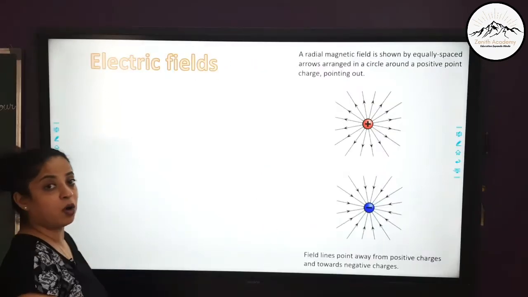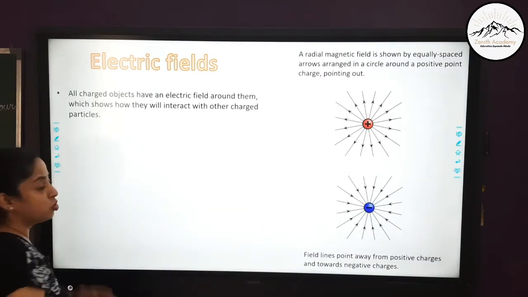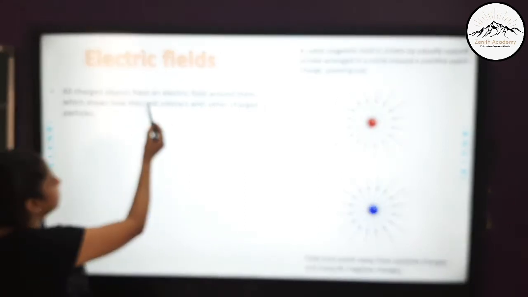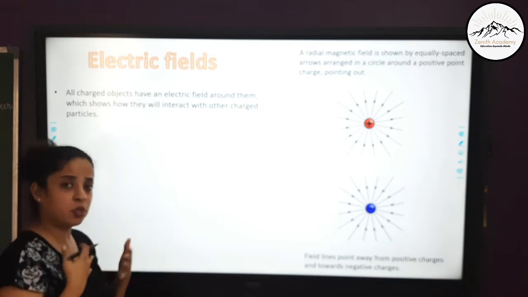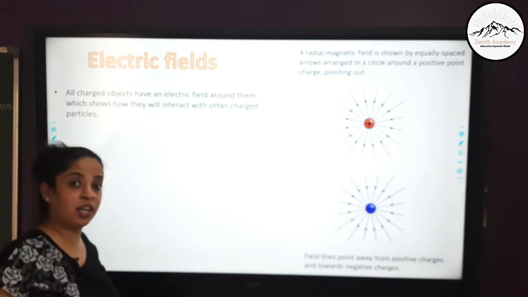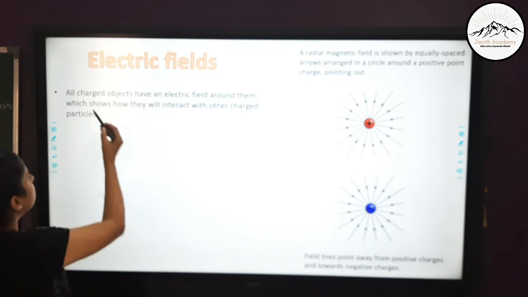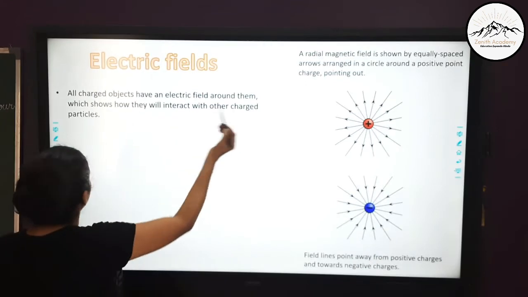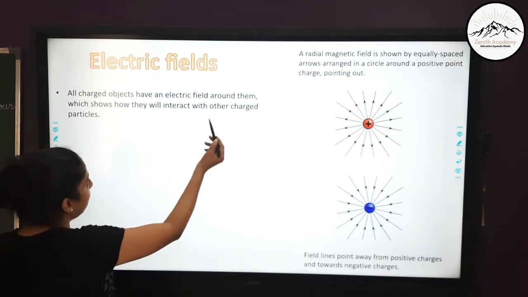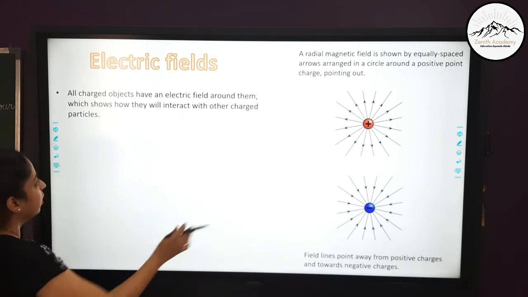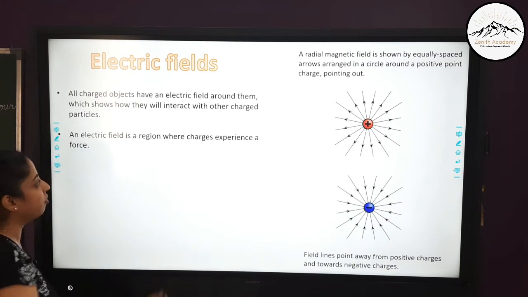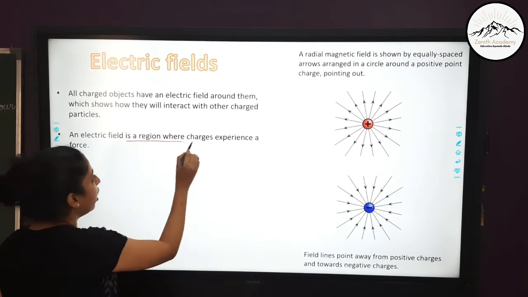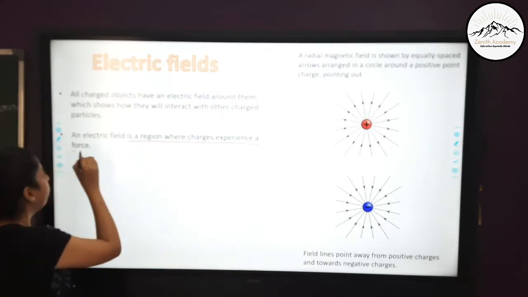Now let us talk about electric fields. So students, all charged objects have an electric field around them. Suppose I am a charged object, I have an electric field around me. All charged objects have an electric field around them, which shows how they will interact with other charged particles. Now, how do you define an electric field? It is a region where charges experience a force.